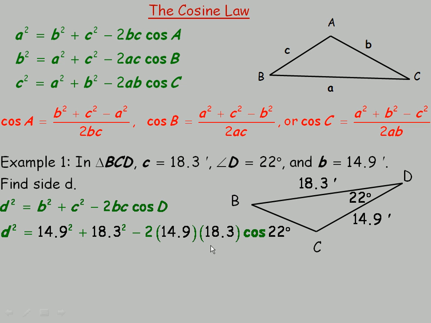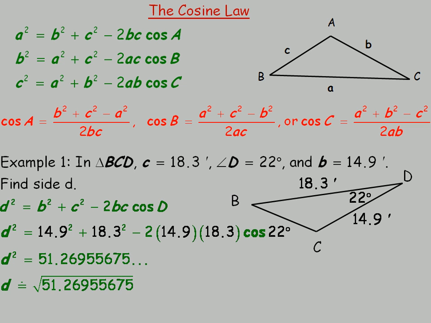This whole calculation here will simplify to about 51.269, etc. Now, D squared equals that value. So to find D, we would take the square root of that 51.269, etc. number. And so side D works out to be approximately 7.2 feet. That's how long side D would be.